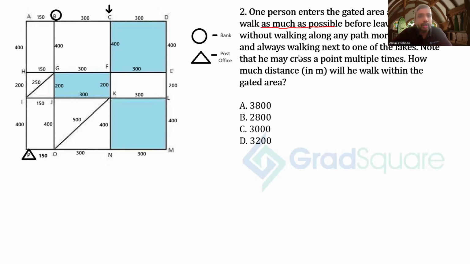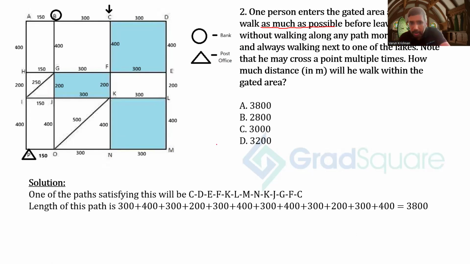I have to travel from C to D, D to E, then E to F, F to K, K to L, L to M to N, N to K, K to J, G to J, J to G, G to F, and F to C. That way, he would have covered every single edge that is along the lakes, and that then would be the longest path that he can travel along the lakes by not traveling any straight line more than once. So it's a simple question, this one. If you add up these parts, then it's a simple addition question. Answer will be 3800. Okay.